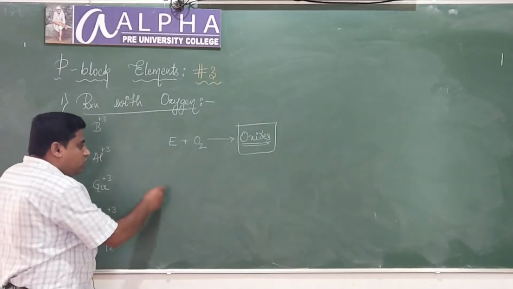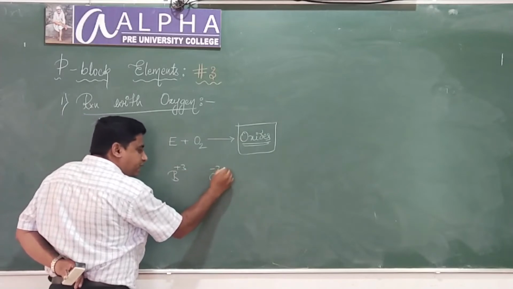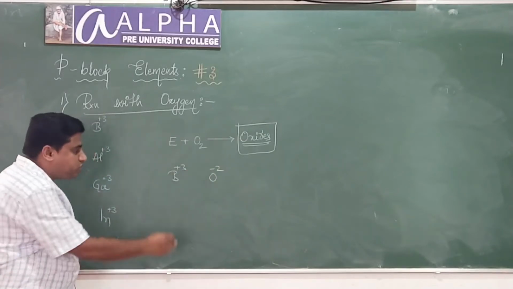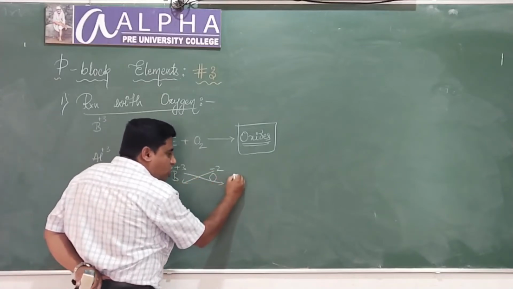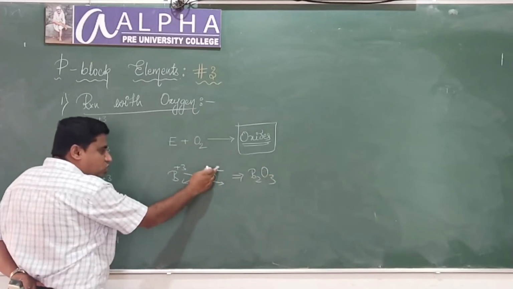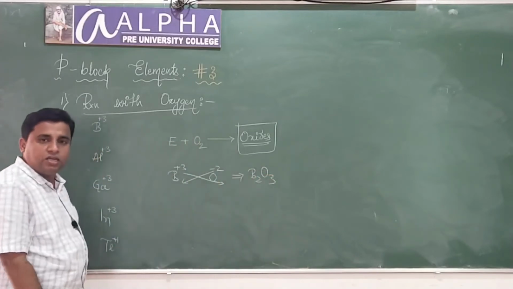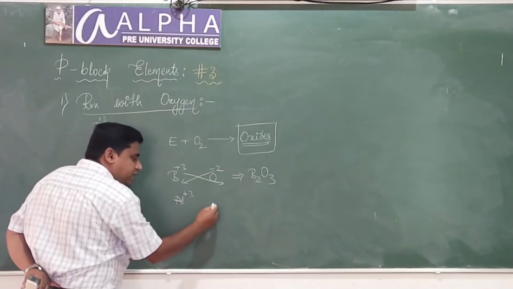Look at here. Boron is in +3 oxidation state. Oxide means O2-. What you are supposed to do? You are supposed to cross multiply. That's it. Criss-cross method, isn't it? Therefore, the formula of this oxide is going to be B2O3, isn't it? Criss-cross method. B2O3. Again, aluminium is in +3 oxidation state.